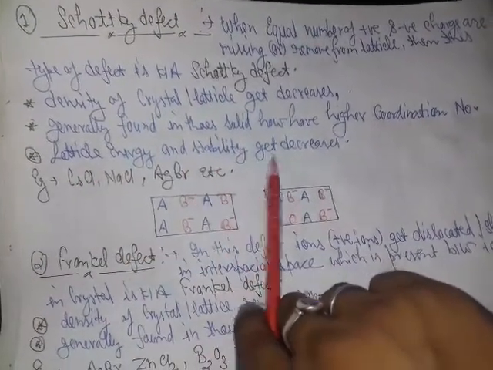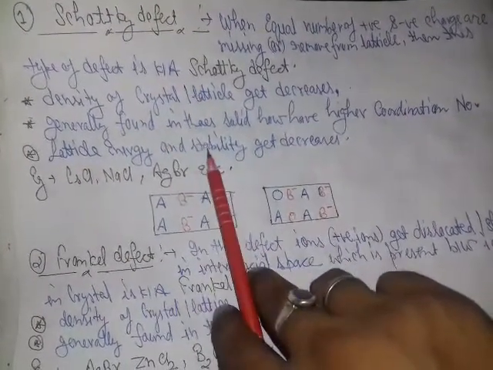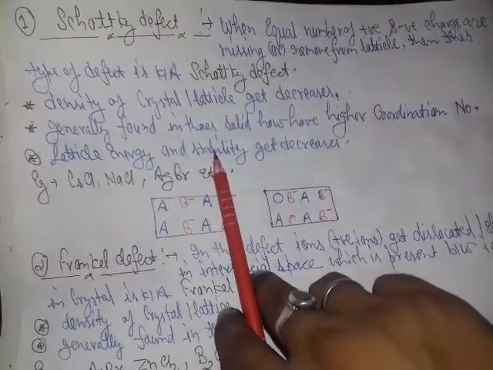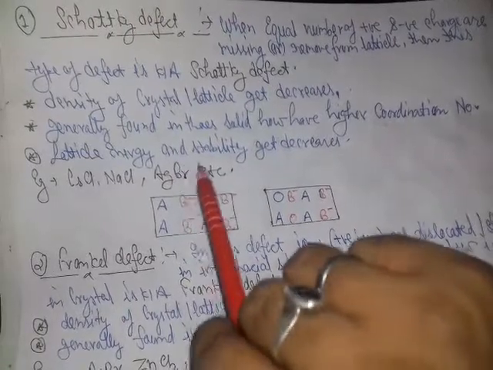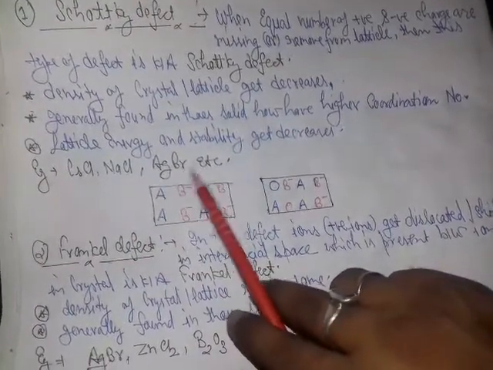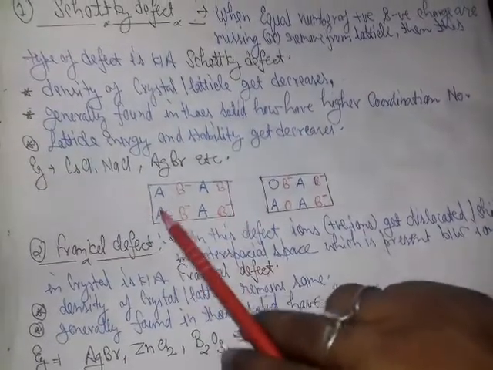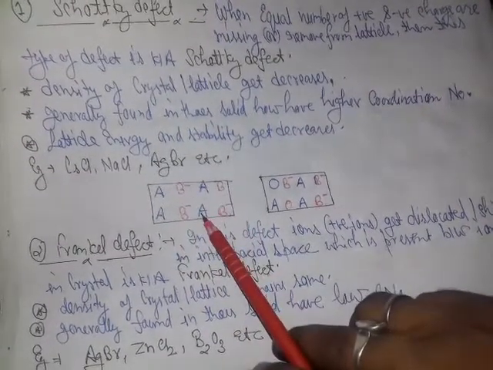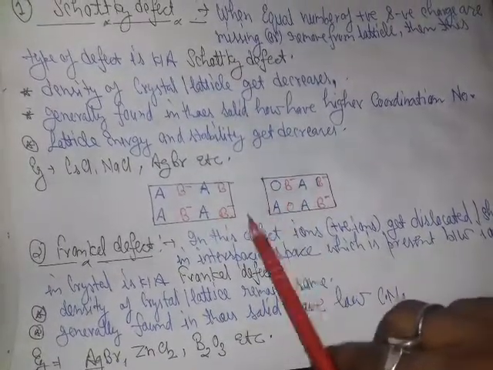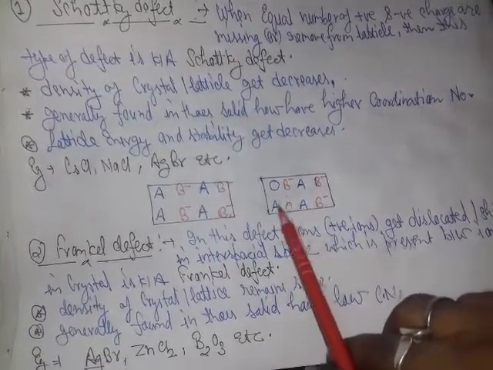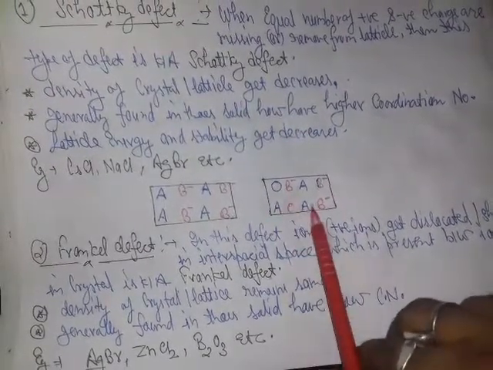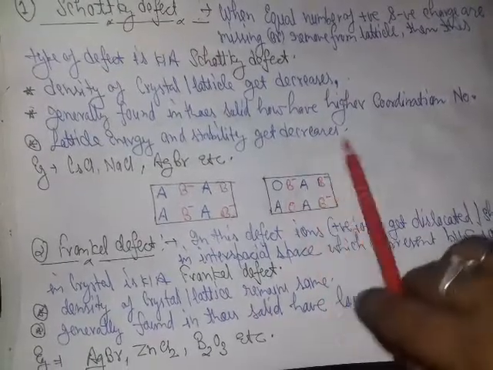Lattice energy and stability decrease, and it is the most common type of defect found in crystals, that is Schottky defect, because it needs very little energy. Examples are cesium chloride, NaCl, silver bromide, etc. In this crystal, A is the positive ion and B is the negative ion. When A is removed and B is removed from the crystal, the mass is left out from the crystal and the density of the crystal decreases.